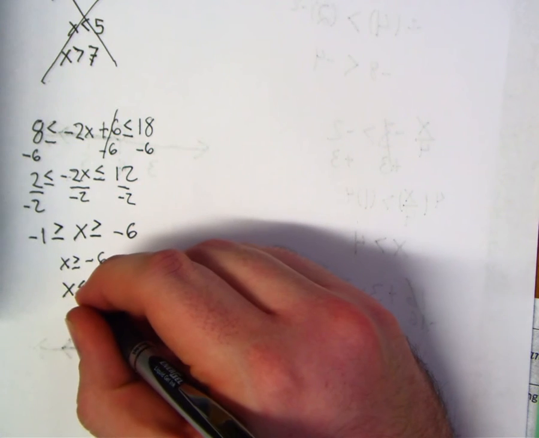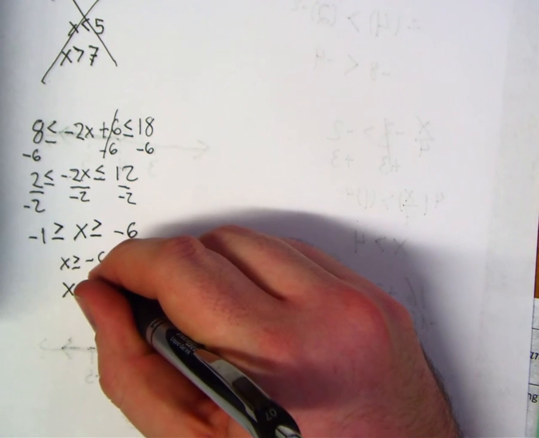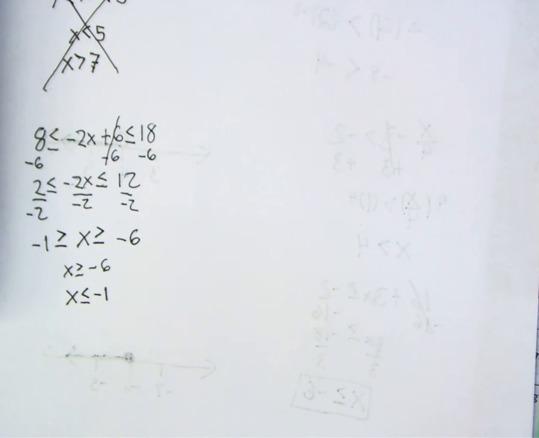Right. It's going to be smaller than -1. Okay. Let's think about that one for a moment. Can we possibly get a number that's going to be both bigger than -6 and smaller than -1? Alright. Let's just try smaller than -1. So say -2.